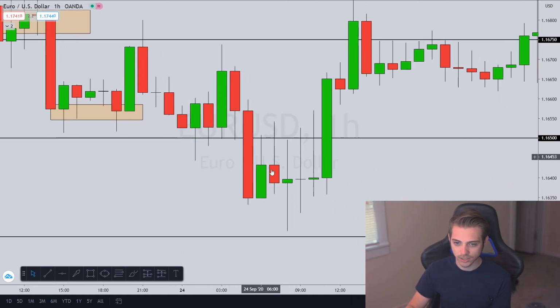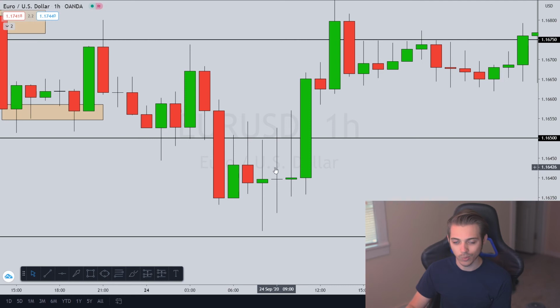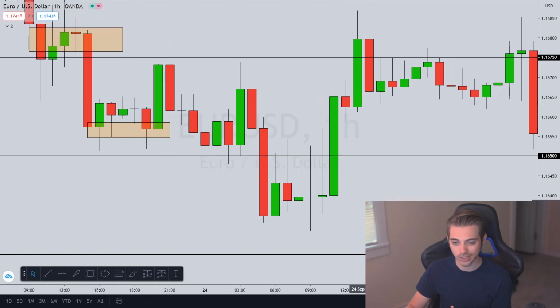And then we come down into this level right here. And once again, we're in the middle of the level, lots of indecision. So I'm personally just going to stay away from this trade because it just doesn't make sense.